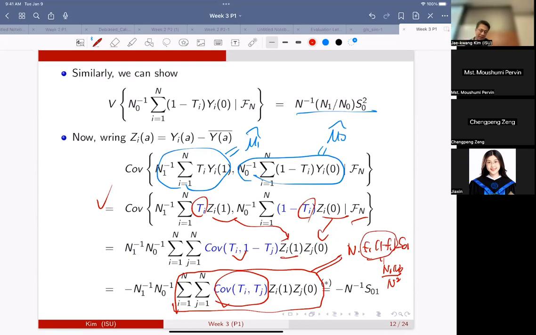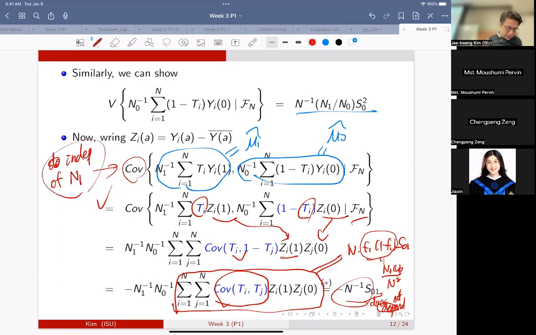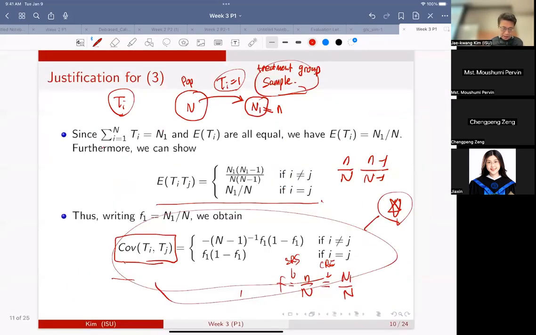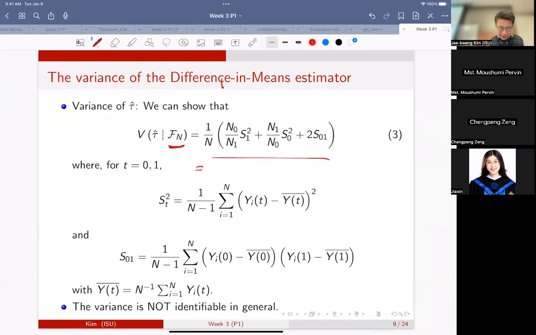One interesting part is that this one does not depend on the sample size. So this covariance is independent of the sample sizes n1 or n0, right? It only depends on the population size, capital N. That's kind of interesting because other terms, so let's write it.